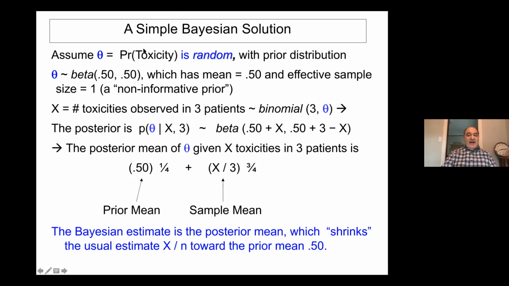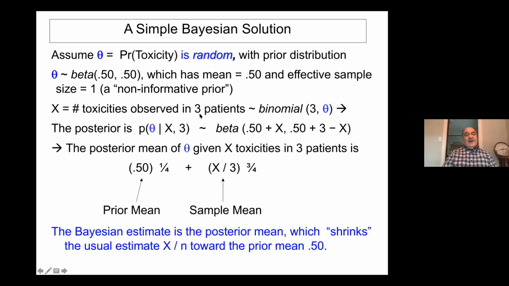Well, here's the Bayesian analysis. Theta is random to a Bayesian. We give it a prior. So let's give it that beta 0.5 prior, which says, as I mentioned before, the mean is 0.5, but the effective sample size is 1. So it's not really informative.